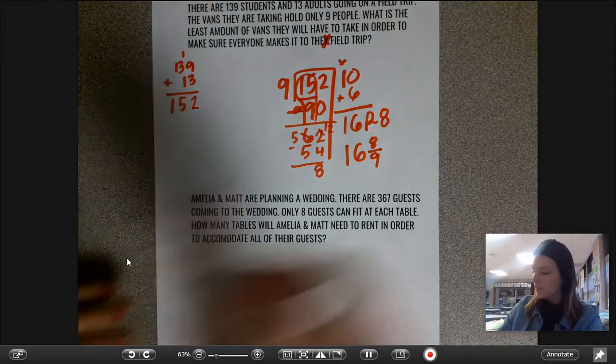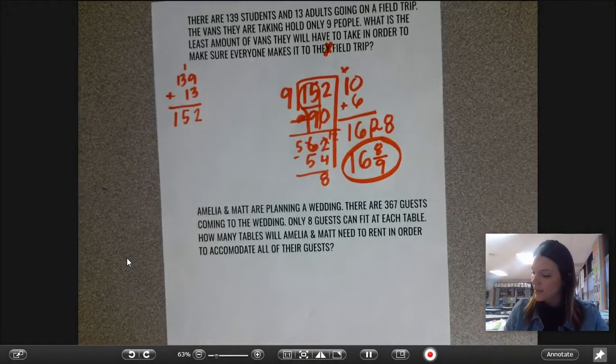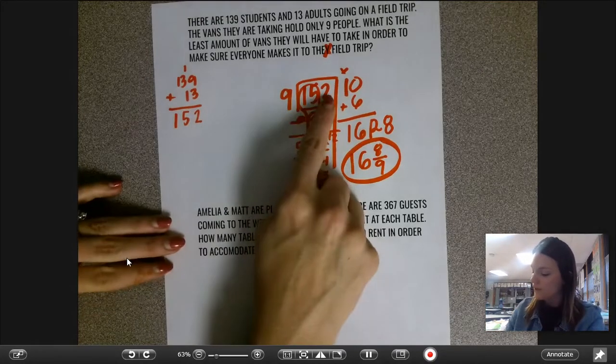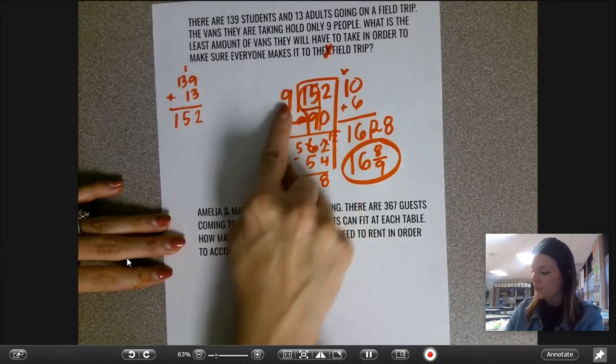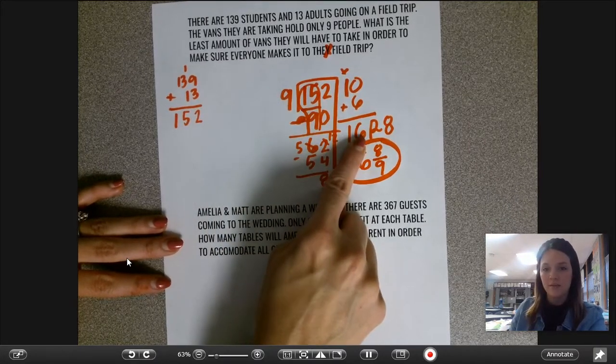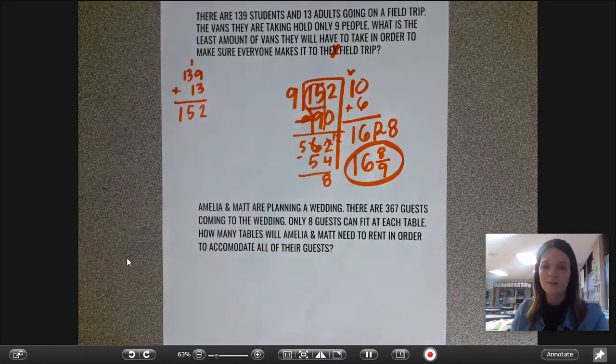That's easier for me to answer this question when I write it this way, because I go back and they say, what is the least amount of vans that they're going to have to take? Well, if I have 152 people and I keep putting 9 people into a van, it looks like I'm going to need 16 vans, but then that leaves 8 people standing without a van to ride in, which means they wouldn't be able to make it to the field trip.